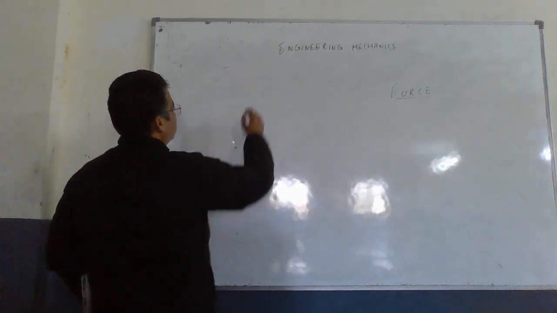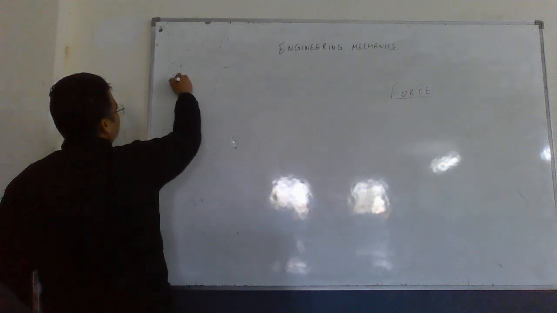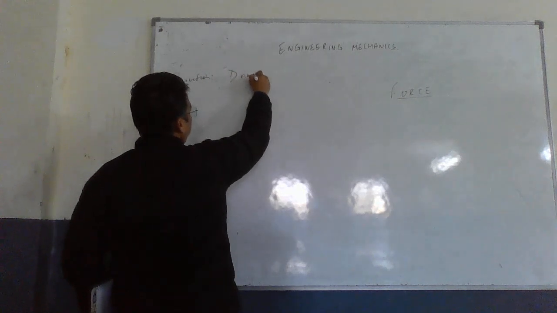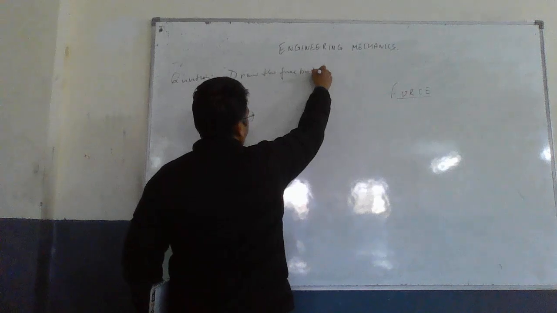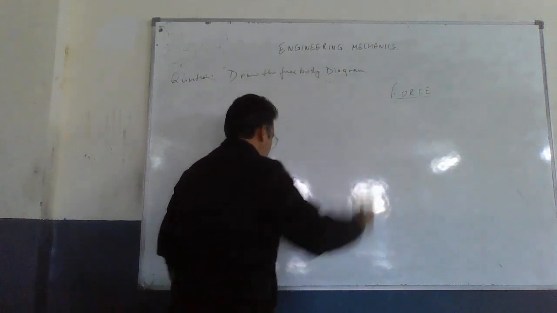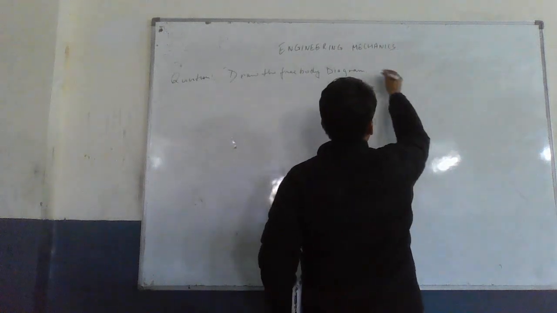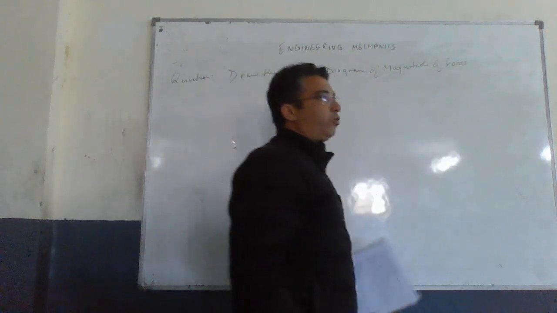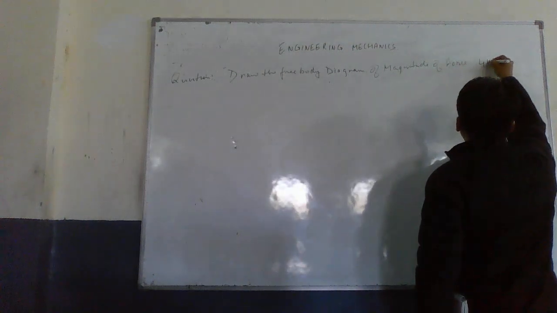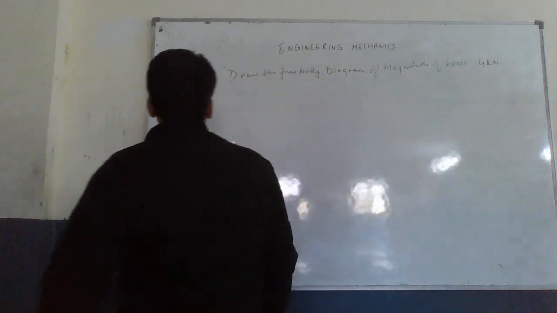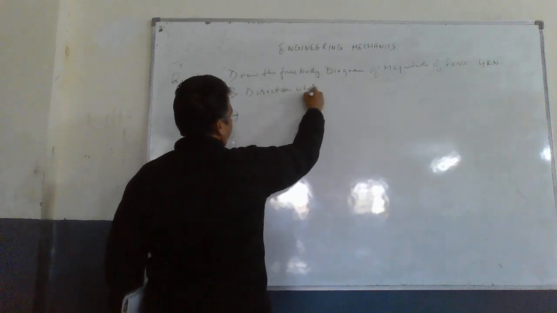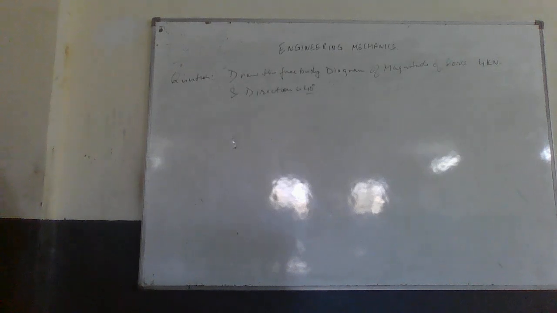Now see, there is a question which says, draw the free body diagram of a force of magnitude 4 kilonewton and direction 40 degrees. With respect to this type of question, how will we generate the free body diagram?